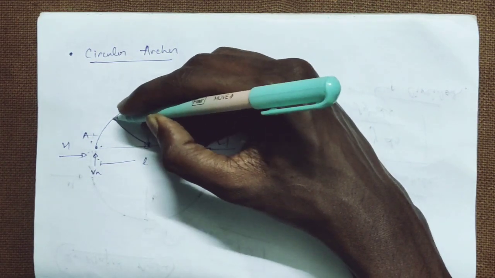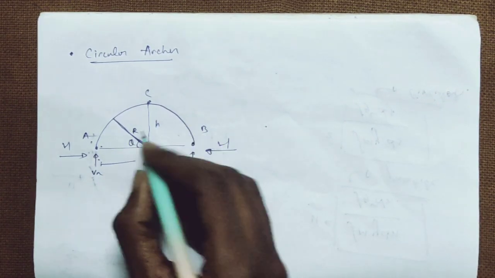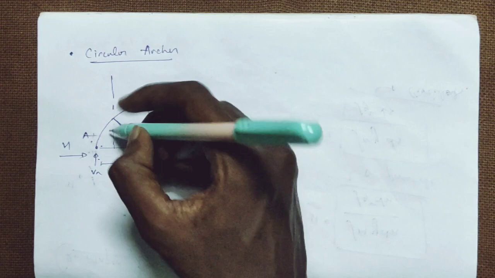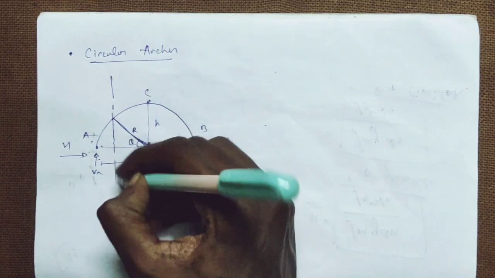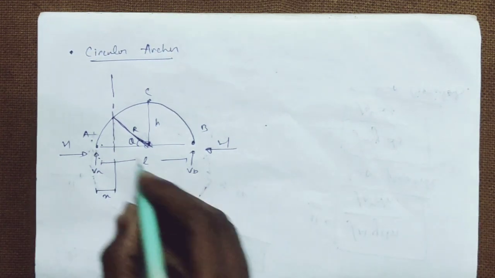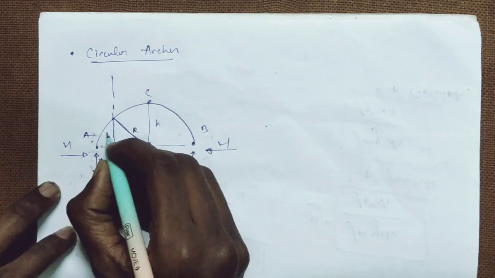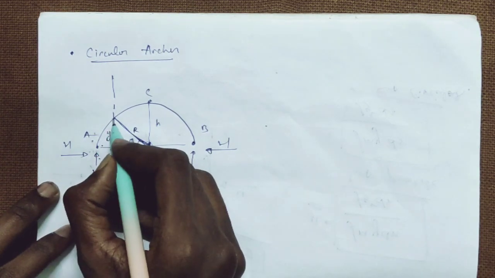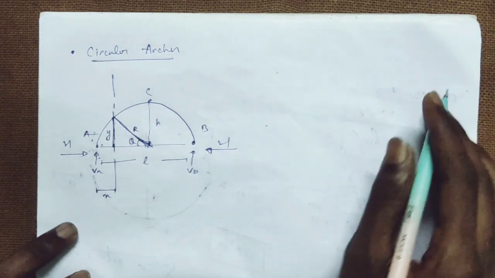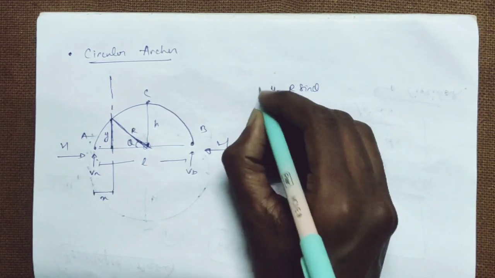Let this be radius R, making an angle theta. Let us consider a section passing through this point, which is at distance x from support A. This is x, and this distance we call y. So here y will be equal to r sin theta.